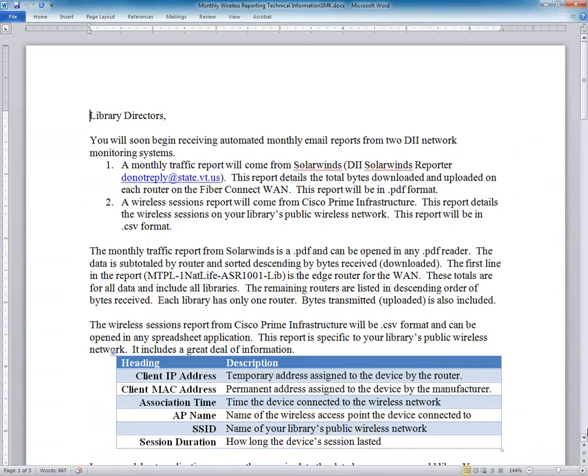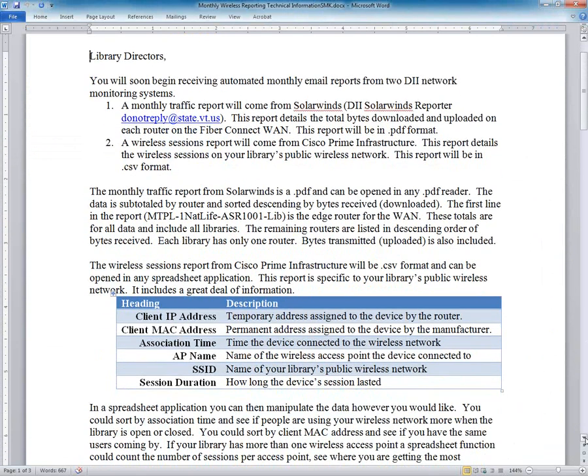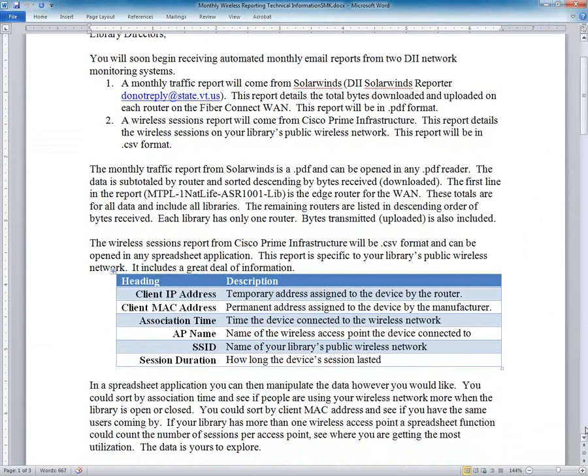But the next thing, it tells you which of the wireless access points in your library has been used. So you'll know where people are connecting to your Wi-Fi, whether they're mostly in one part of your library or another. But if you have a single access point, then it's obviously going to always be the same.